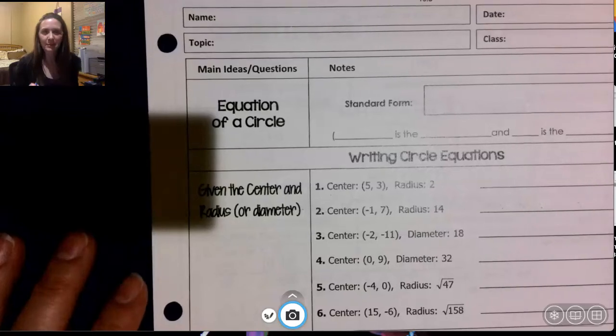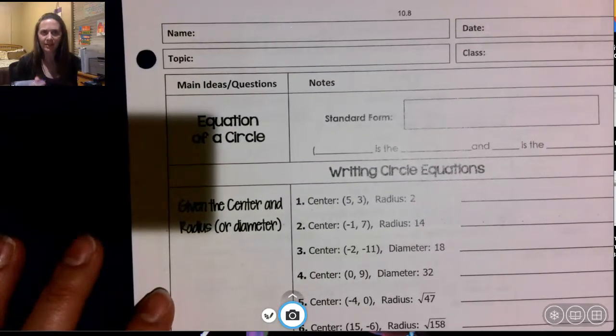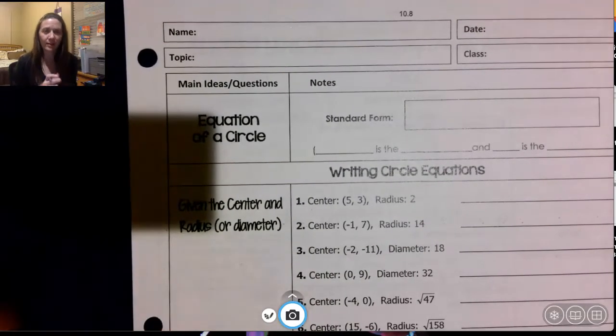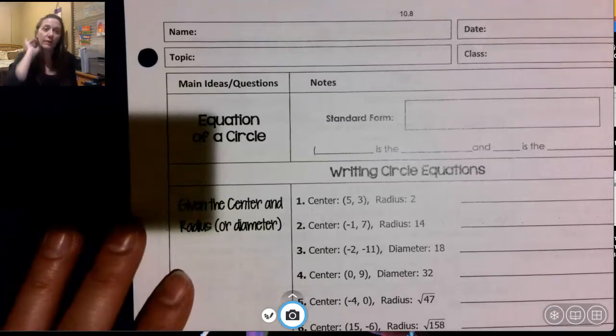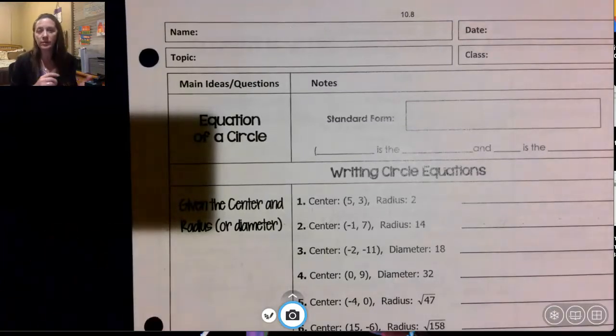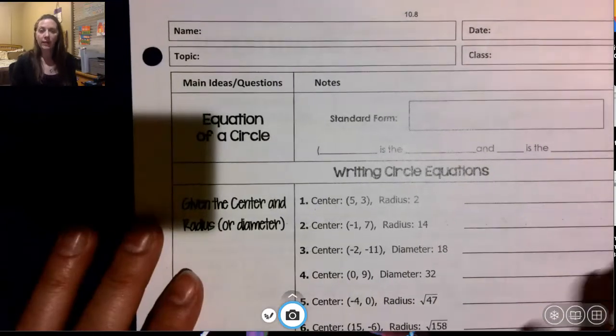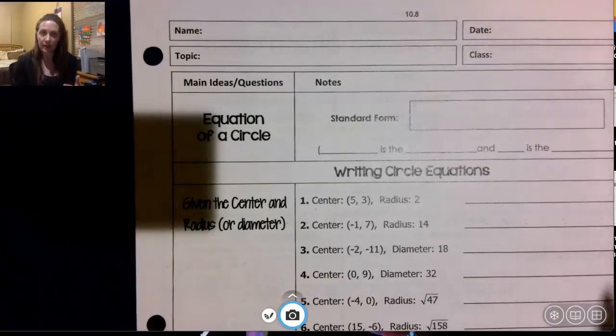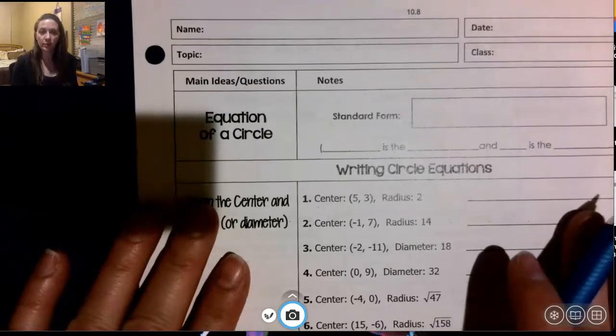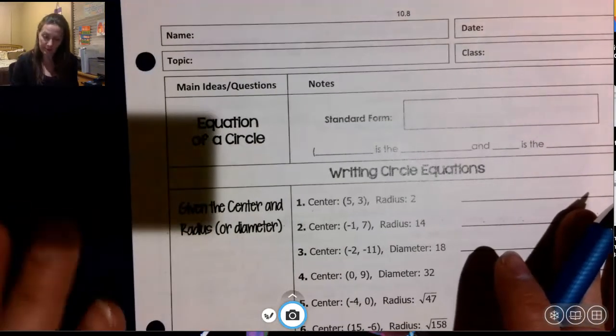Hi, I think this is maybe our last section in circles, 10.8, our equation of a circle. So we have equations of lines: slope-intercept, point-slope, standard form. We have equations like the Pythagorean theorem, things like that. Here we have an equation that is in the form of a circle.